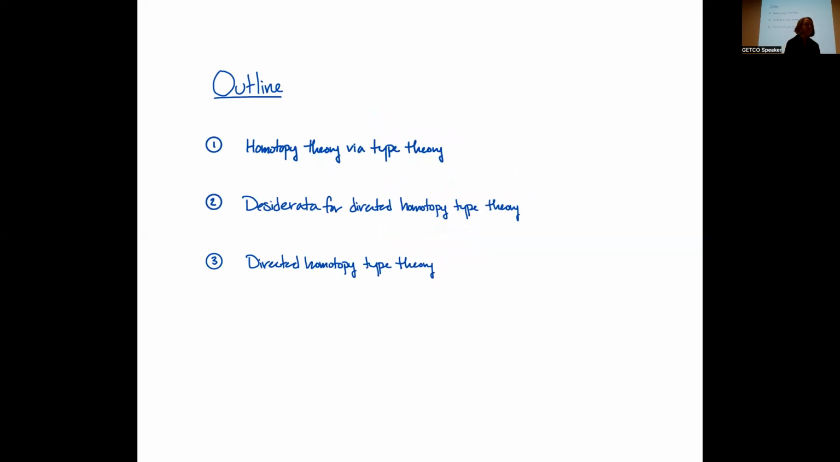So first I'm going to continue introducing homotopy type theory, not just homotopy theory, but homotopy theory via type theory, and particularly draw out the aspects that I want to change and make into a directed version. And then I'm going to talk about the requirements that we want for directed type theory. And then at the end I'll have a little bit of time left to say something technical about what has been done so far.